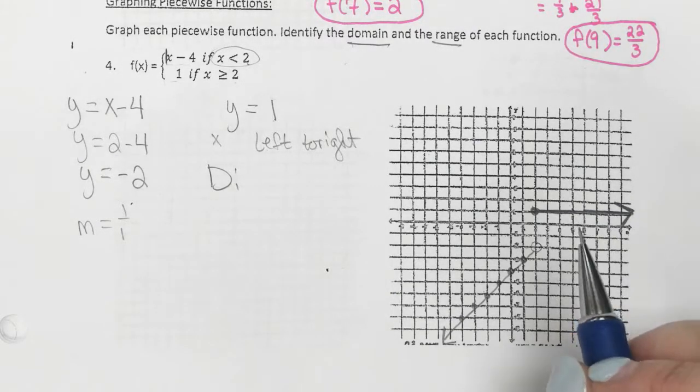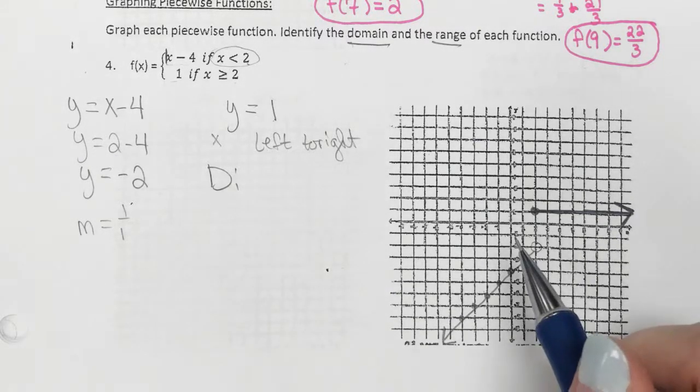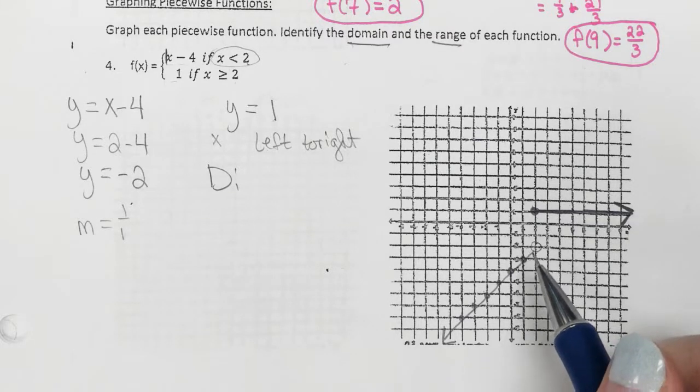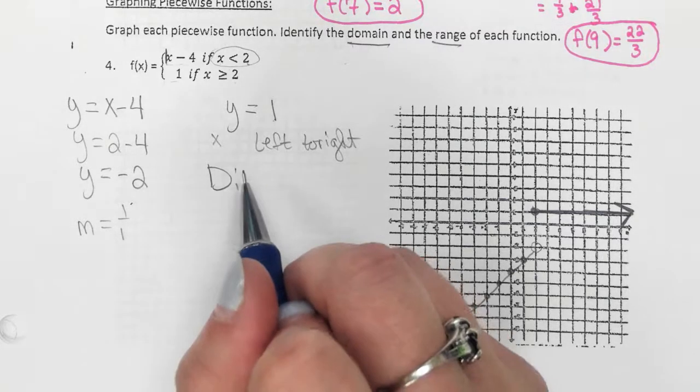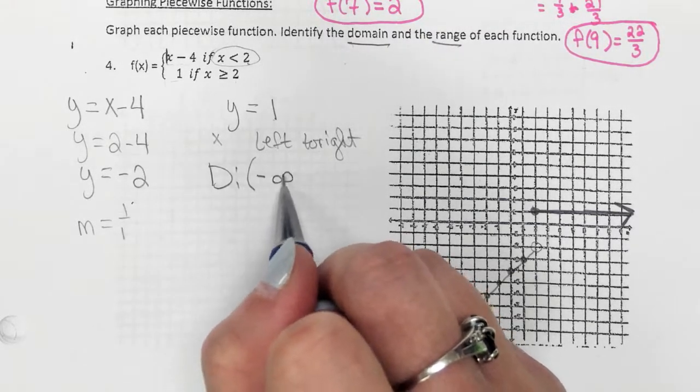Do you see if he's going to the left? I don't care that he's going down. I care that he's going to the left. If he's going to the left forever and forever, what do we call that? Negative. And infinities always get a parentheses.